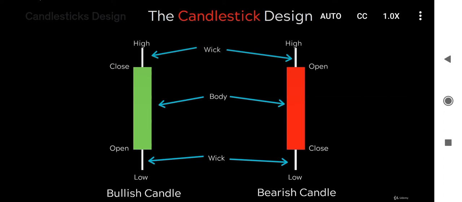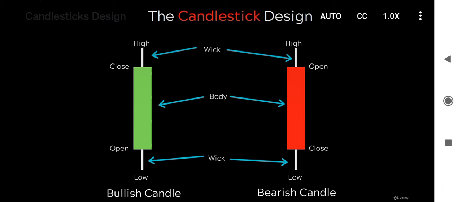Another point to note here is that the green candle in which the price closed above the opening is often called a bullish candle and indicates the bullish sentiment of the market in that particular time frame. Similarly, a red candle in which the price closed below the opening is often called a bearish candle, and this indicates the bearish sentiment of the market.